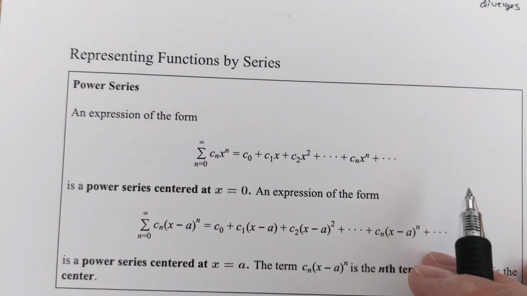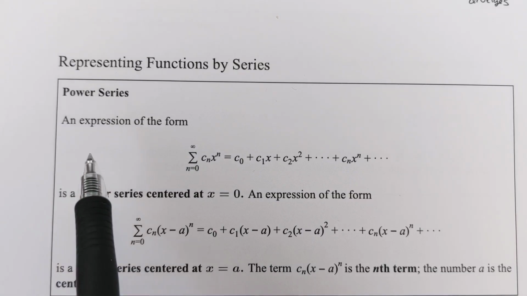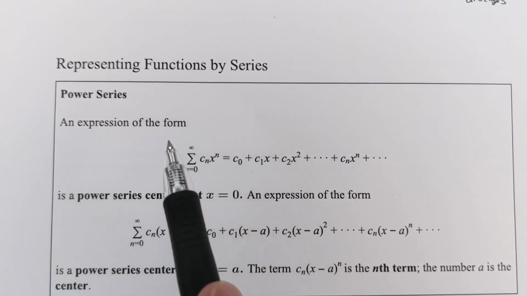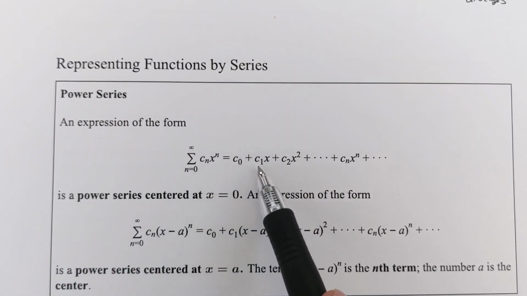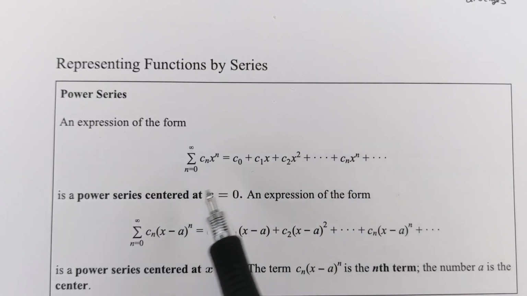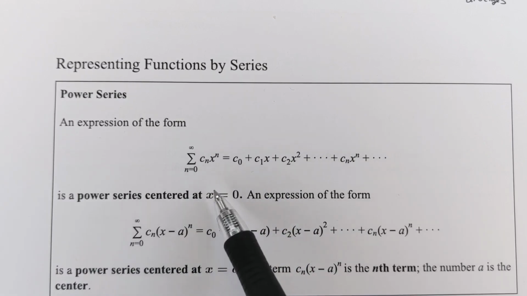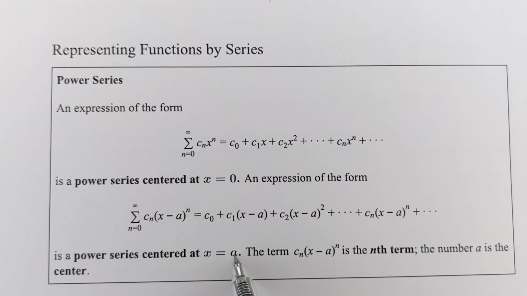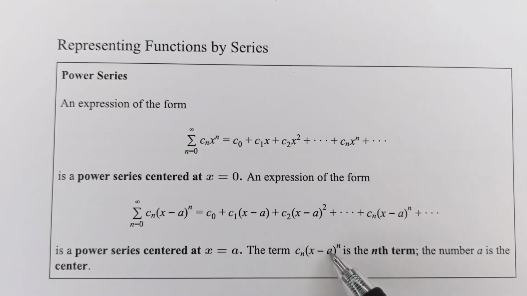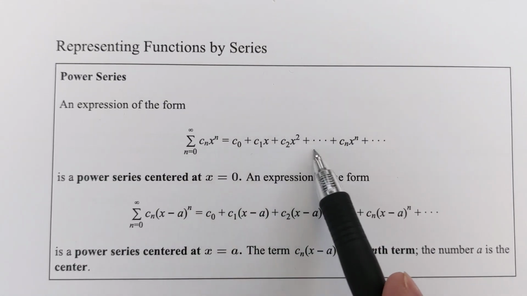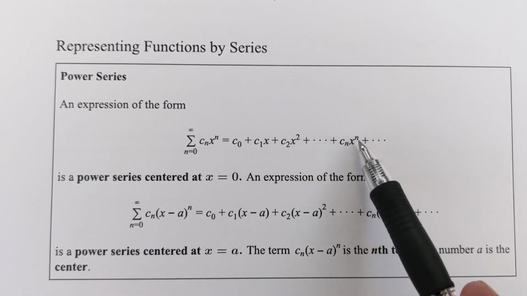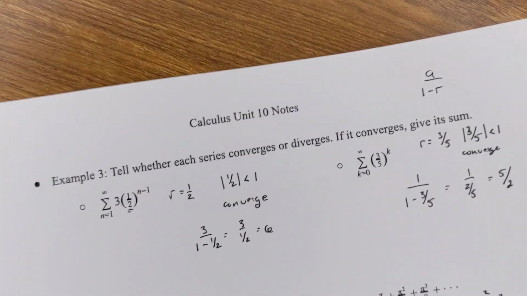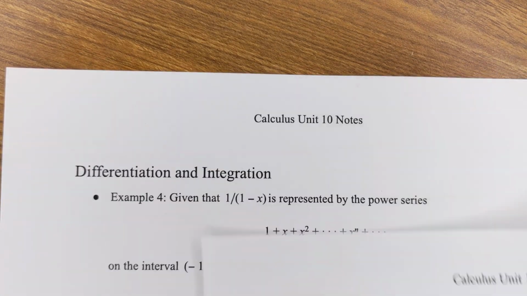Okay. So representing functions by series, a power series is an expression of the form Cn x to the nth, so C0, C1 x, C2 x squared, so on and so forth. It is a power series centered at x equals 0, because the x's all just have powers on them. Or an expression of the form Cn times x minus a to the nth, this is centered at x equals a. The term Cn x minus a to the nth is the nth term, the number a is the center. So these c's are just constants, they're the coefficients. Okay, so let's look at what we got next.